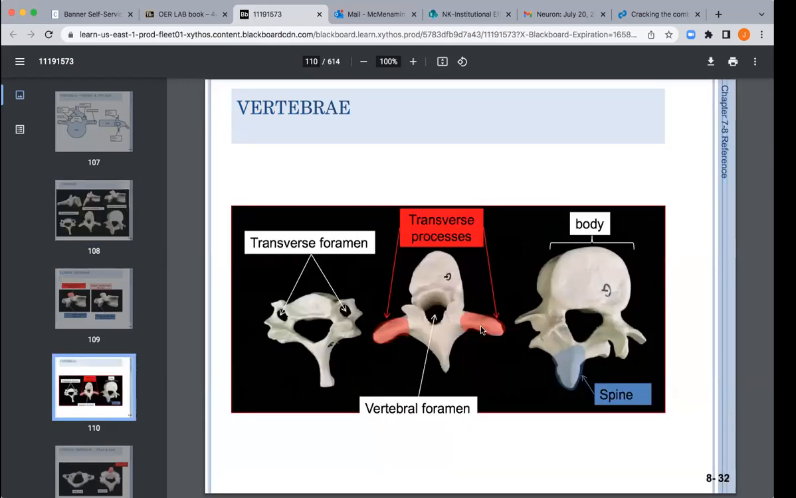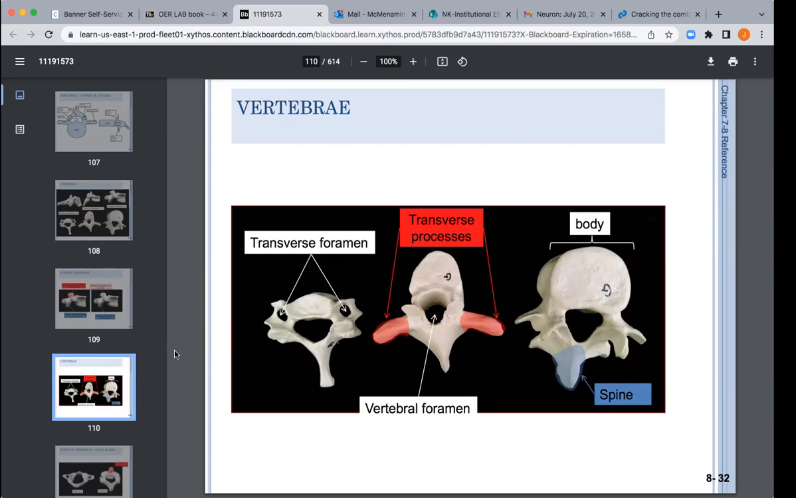So if here's the body, here are the transverse processes and transverse foramen that are going to allow for the movement of the actual nerves. When you read the book, you're going to realize a nerve is not a neuron. A nerve is the sum of the axons of neurons that could be communicating information in either an afferent manner, meaning toward the central nervous system, or an efferent manner, away from the central nervous system.